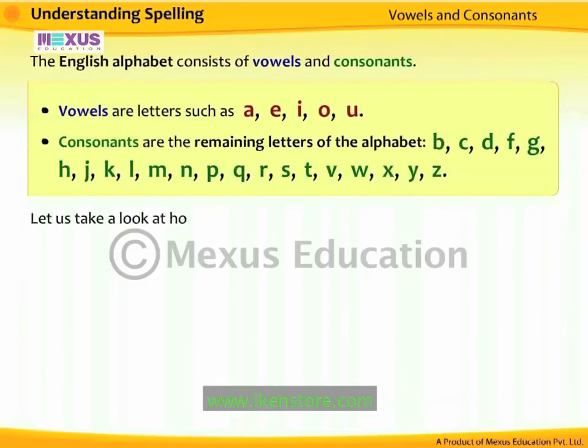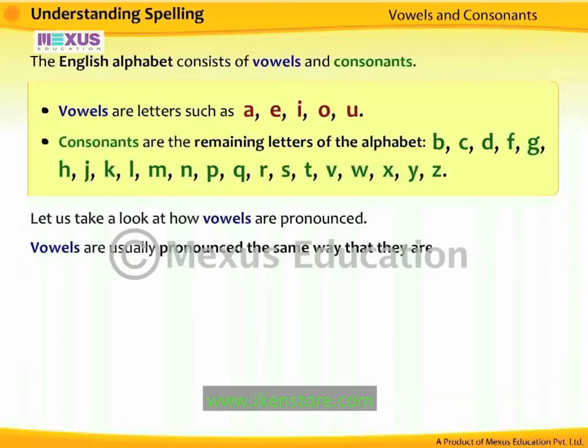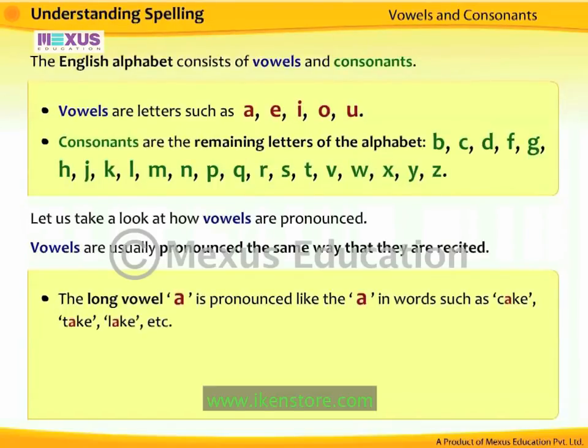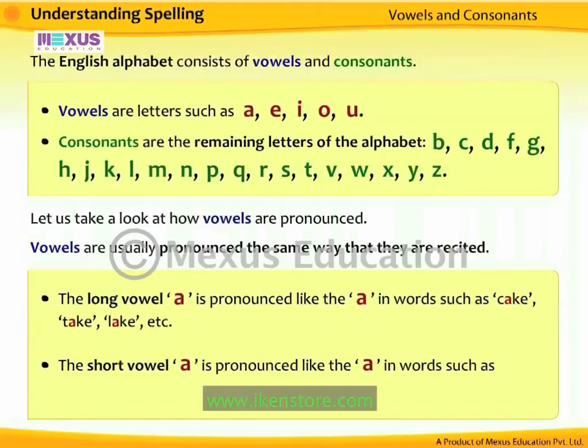Let us take a look at how vowels are pronounced. Vowels are usually pronounced the same way that they are recited. The long vowel A is pronounced like the A in words such as cake, take, lake, etc. The short vowel A is pronounced like the A in words such as task, ask, bag, etc.